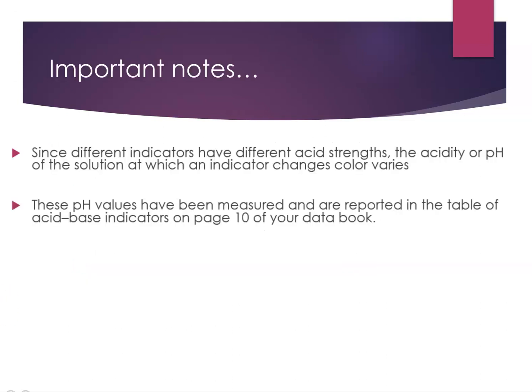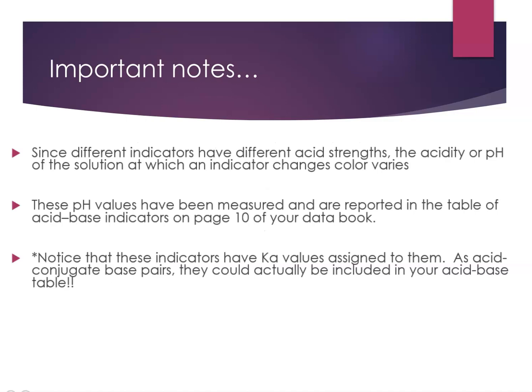Different indicators have different acid strengths, and so the pH at which indicators change color can vary. The pH values for different indicators are listed in your data booklet on page 10. Notice that indicators have Ka values just like the acids and bases in your acid-base table.